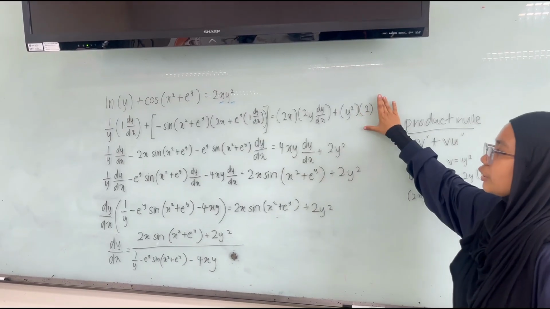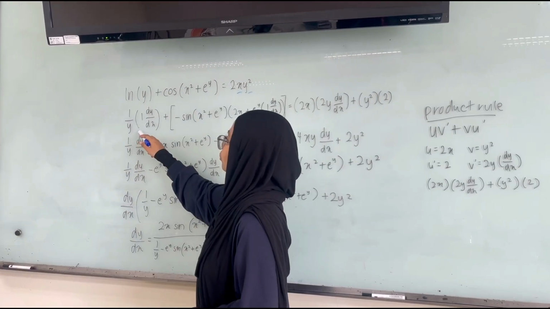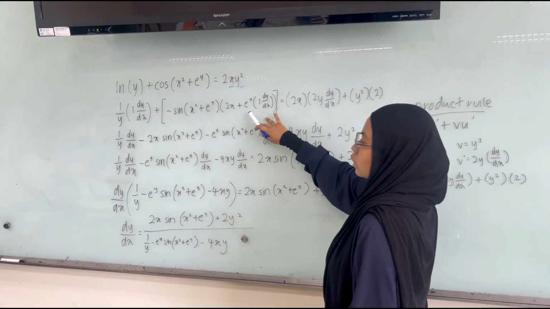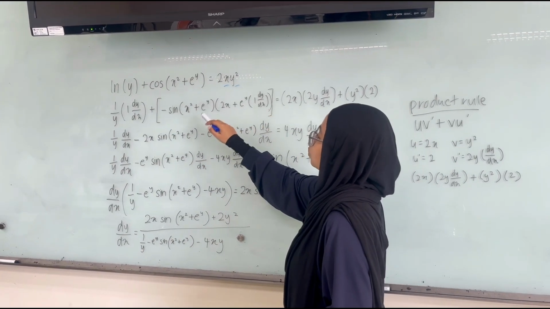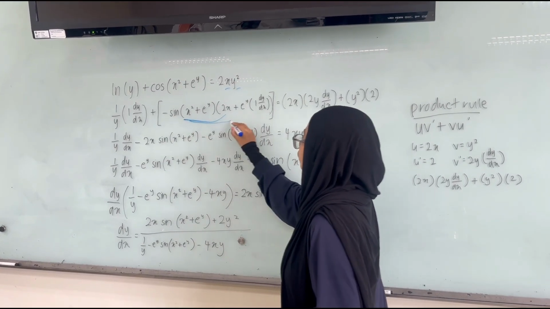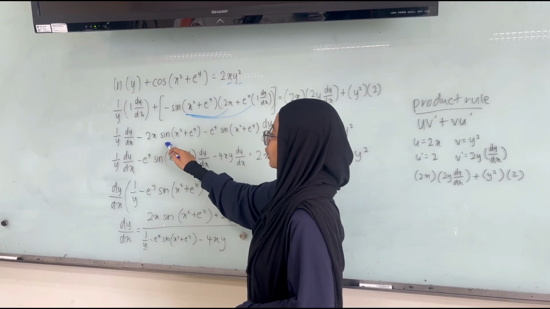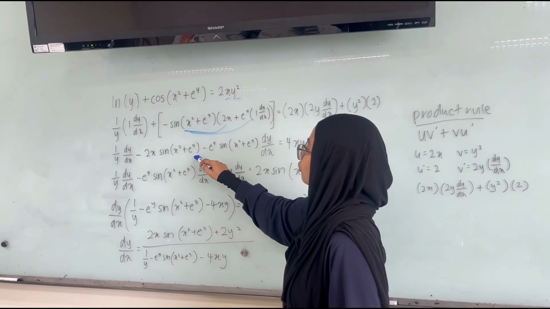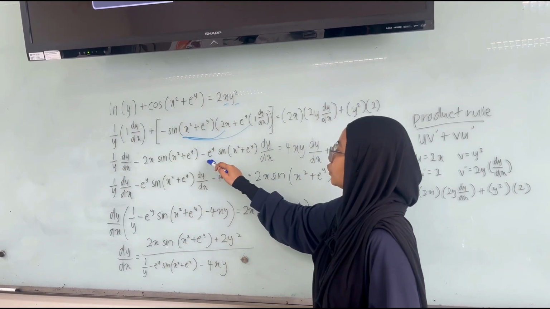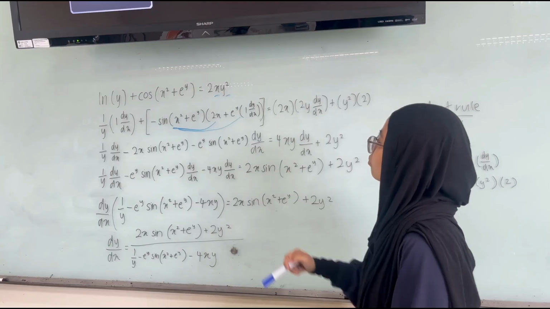So when we get to this point, let's simplify it first before we move on to the next step. 1 over y multiplied by y is 1 over y dy over dx. So in this large bracket, we have two more brackets, so we can expand it one by one. 2x times negative sine equals negative 2x sine of x squared plus e^y. e^y times negative sine equals negative e^y sine of x squared plus e^y dy over dx.